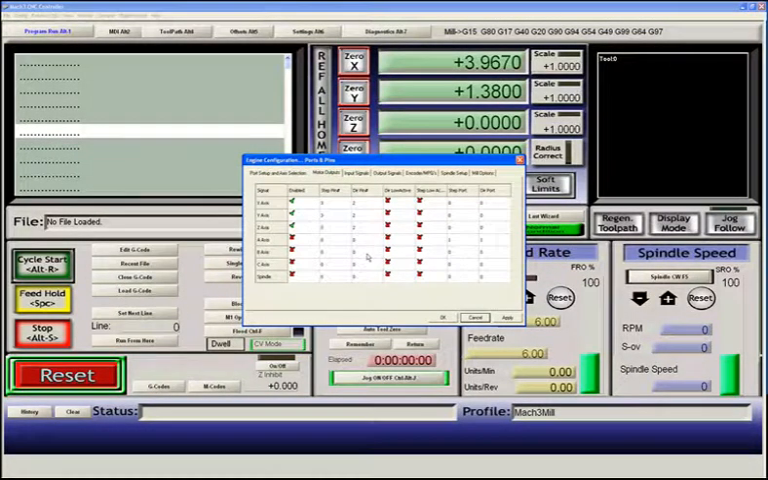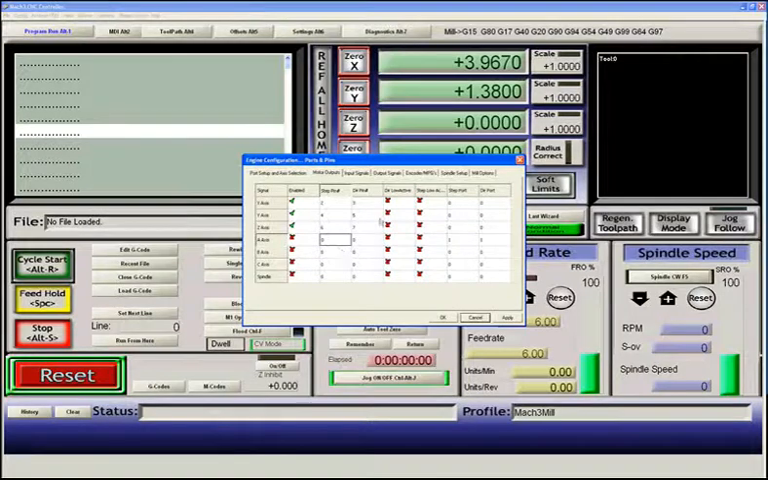This is a very common screen that I get from people that are trying to set up Mach 3. First of all, you can see that all the step and direction pins are set the same. This is obviously wrong. Now, on this particular system that I'm using, it's actually pin 2 for step and pin 3 for direction for the X motor. The Y motor is 4 and 5. The Z motor is 6 and 7.